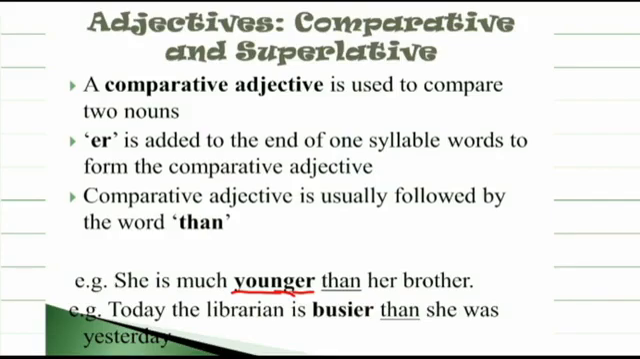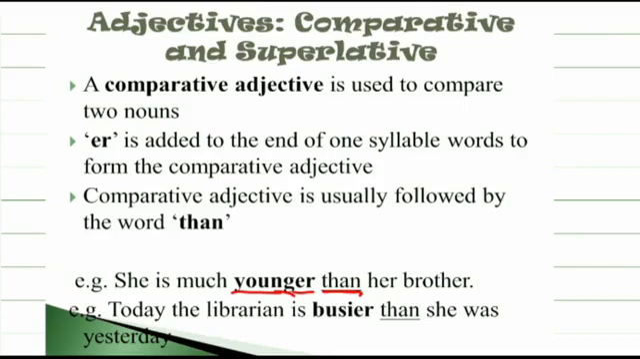So to form that, we added ER to the word young. So now we get younger. And if you did not know already, than is your helping word there. So if you had an exercise and you had to circle the comparative adjective, an indicator is that you have to look out for than. So she is much younger than, and you will know it is your comparative adjective.